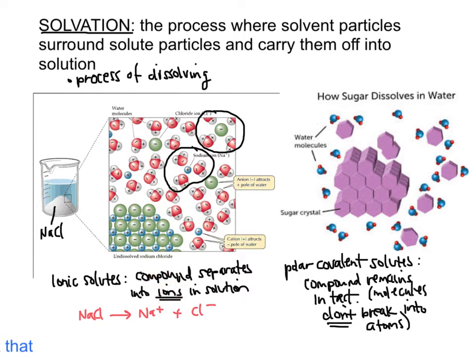So it's important that you understand that ionic solutes, when they dissolve, that compound, the ionic compound, breaks into individual ions inside the solution. So sodium chloride will break into sodium ions and chloride ions that then are surrounded by water molecules. And a polar covalent solute, when it dissolves into water, the compound remains intact, meaning that the molecule doesn't break into individual atoms. They stay whole molecules, but the molecules will then separate from each other.